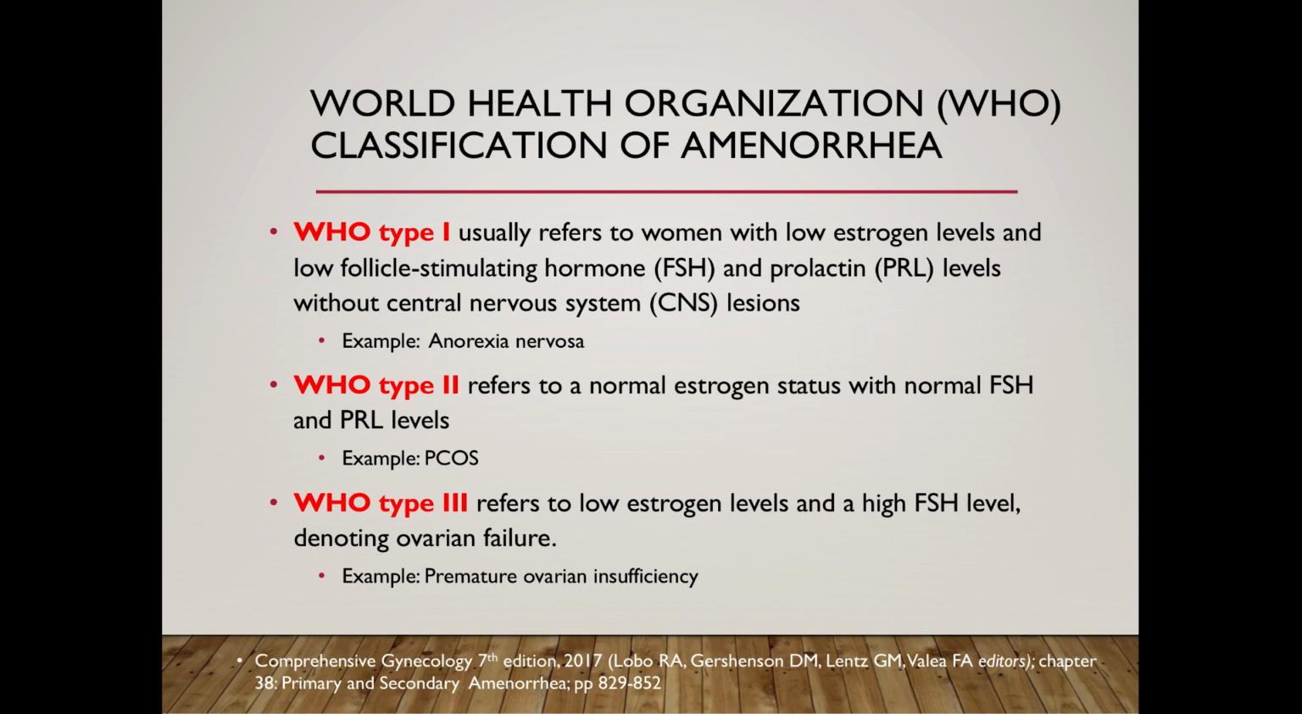WHO type 2 of amenorrhea refers to a normal estrogen status with normal FSH and prolactin levels. And the classic example for this classification is PCOS. And lastly, we have WHO type 3, which refers to low estrogen levels and a high FSH level, which denotes ovarian failure. So an example here would be premature ovarian insufficiency.